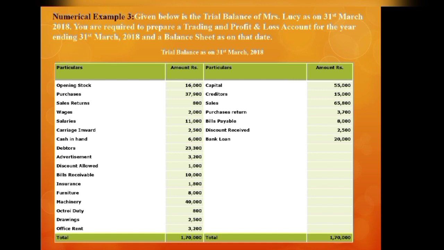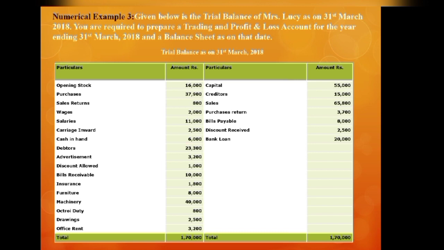Okay, so from this trial balance we need to identify which items will go to the trading account, which ones will go to the profit and loss account, and which ones will go to the balance sheet. So the first item is the opening stock. The opening stock is the first item that will be taken to the debit side of trading account. Then the purchases. After opening stock, we will show the purchases to the debit side of trading account.